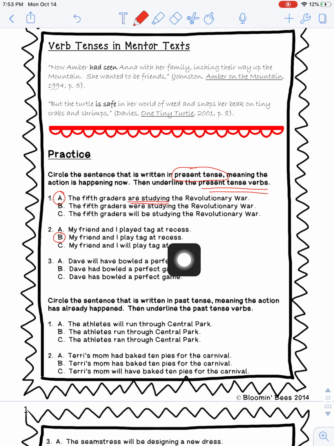My friend and I play tag at recess. Okay? And "play" is going to be the present tense verb.